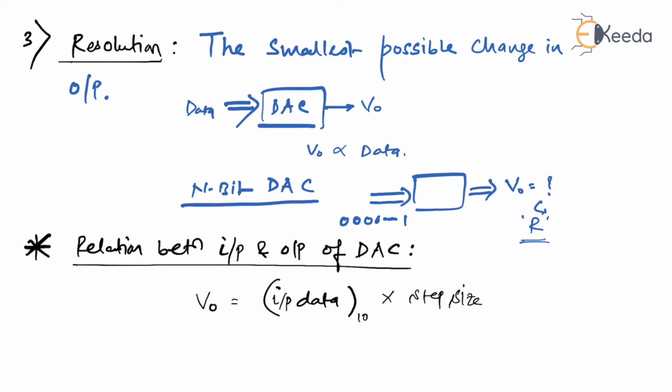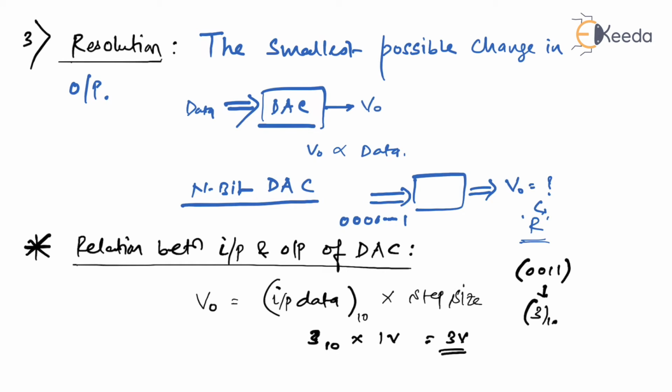See how simple the formula is. If you want to know the output voltage, provided the input data is known to you, just multiply with step size, and you get the answer. In our case, if you remember, let's say the input data is 0011. For 0011, the decimal value is nothing but 3 to the base 10, am I right? So it is 3 to the base 10 multiplied by a step size of 1 volt. So we had 3 volt as the output value for 0011 input.